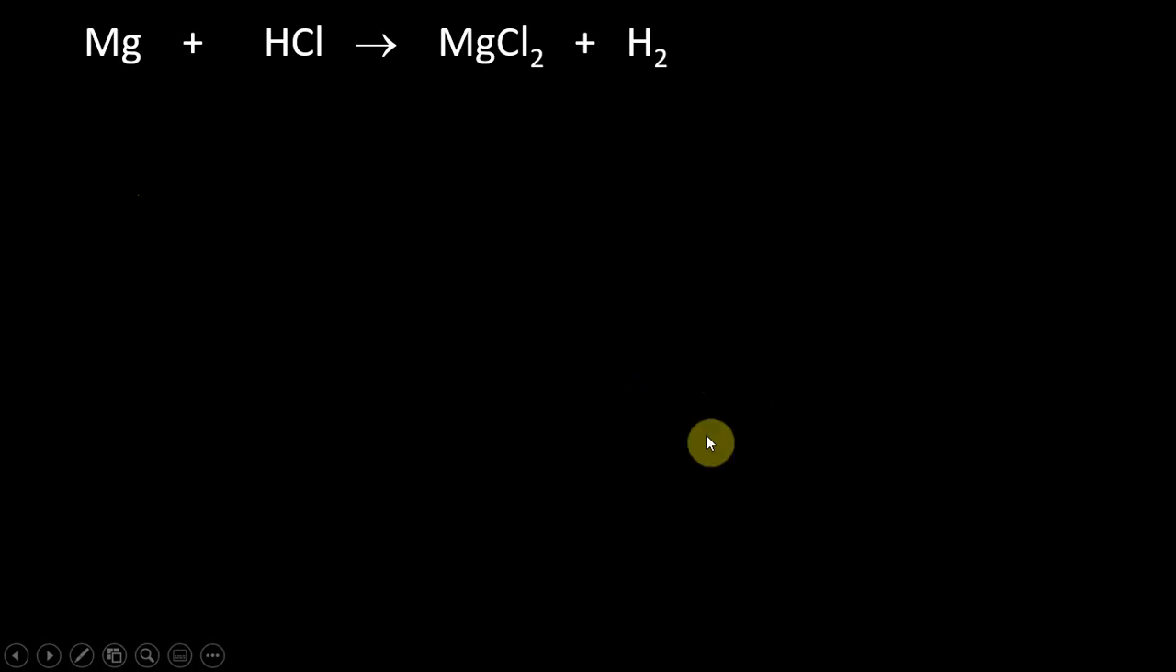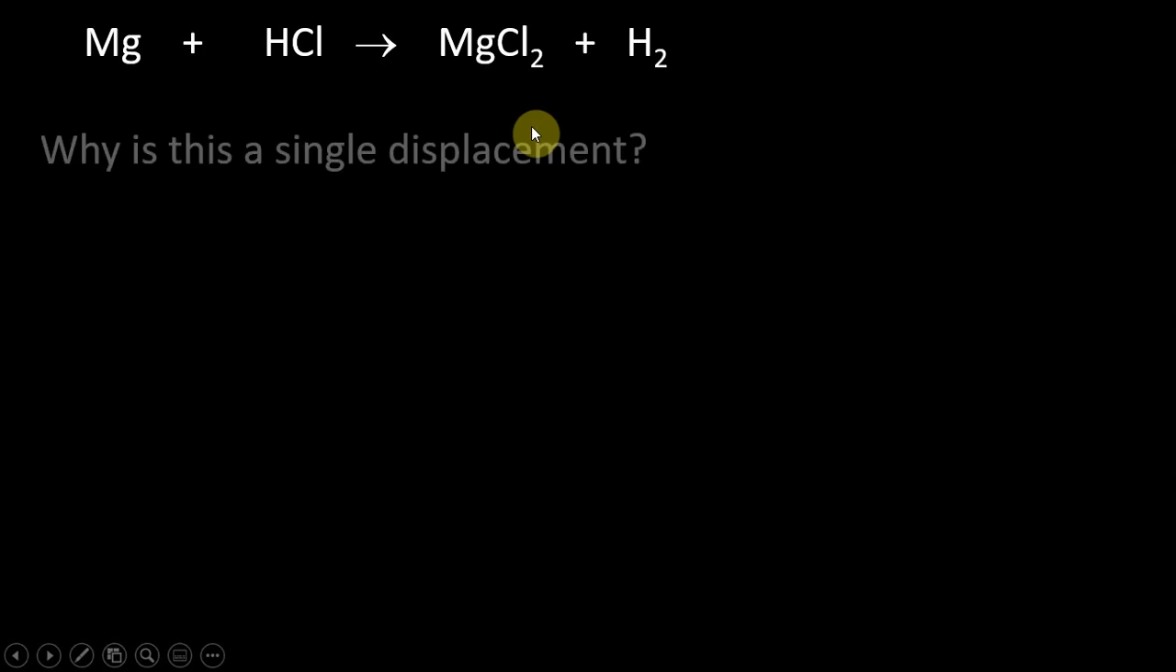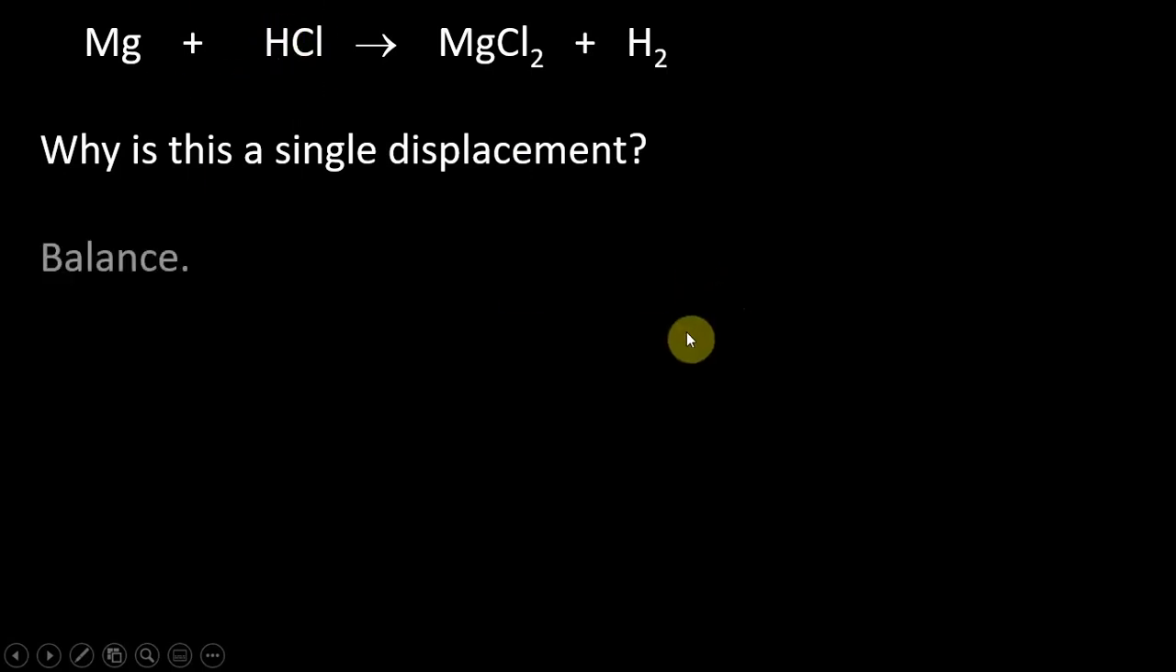In this example, magnesium with hydrochloric acid, magnesium displaces the hydrogen, makes magnesium chloride, leaving just hydrogen. Why is it a single displacement reaction? Well, metal is displacing hydrogen, which acts as the cation, right? So if we balance this, we end up with a 2 in front of the HCl.